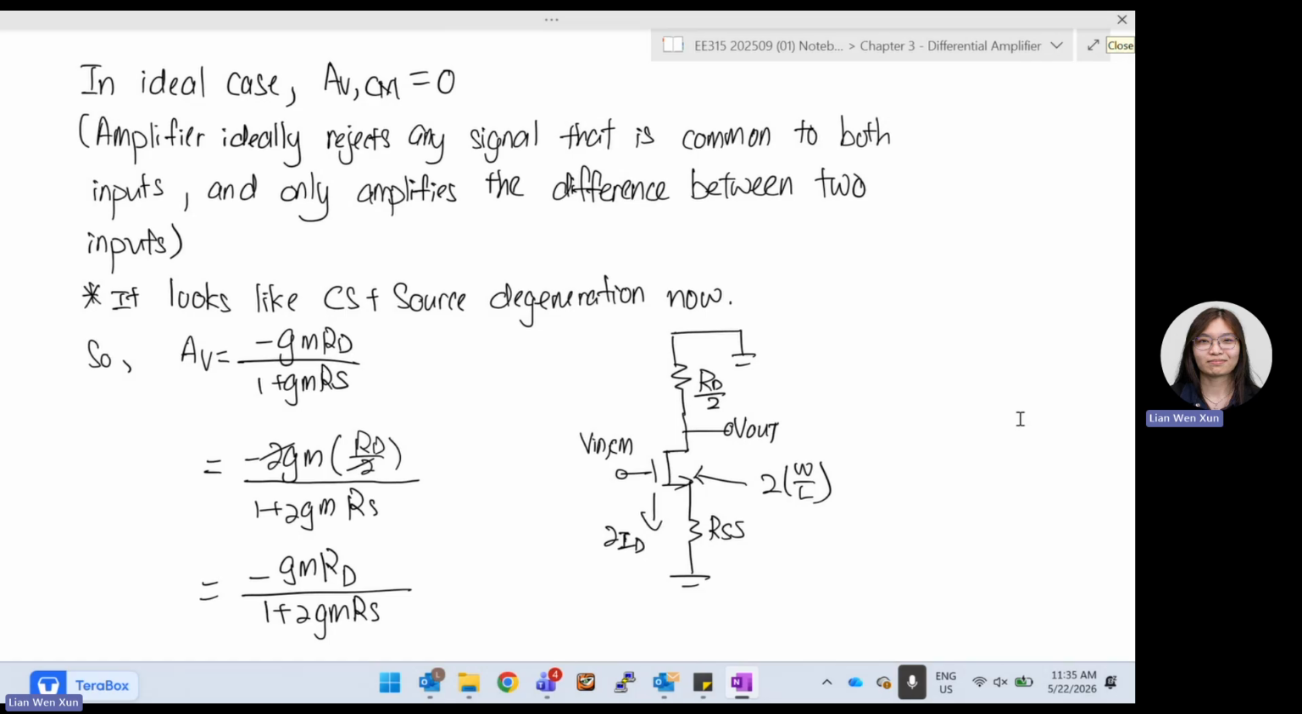You will realize that this looks like common source with source degeneration. Common source with source degeneration, which we learned in chapter 2, is equal to negative GMRD over 1 plus GMRS. So GM changes to 2GM, and RD becomes RD over 2. In the end, your final answer is negative GMRD over 1 plus 2 GMRS. This is the ideal gain, where we inject the same DC level and cancel out all the noise. So this is the final gain.